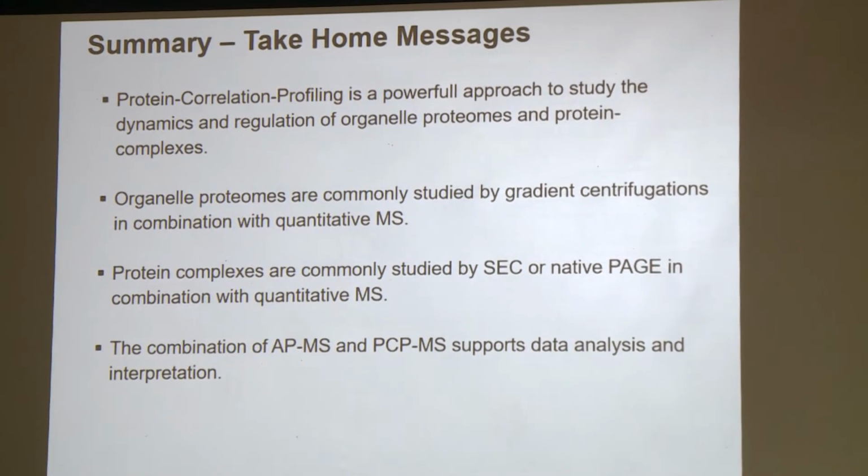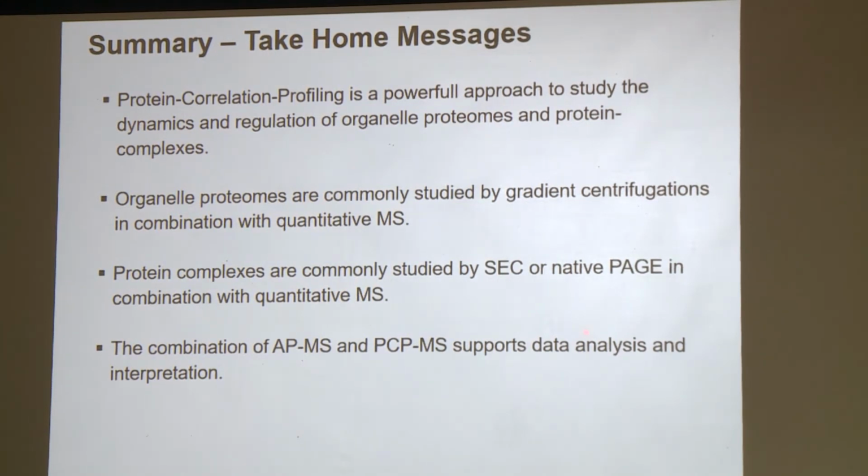Protein correlation profiling is very powerful if you want to study the dynamics of the proteome of an organelle or of protein complexes. You would couple that either to gradient centrifugation or to size exclusion chromatography. You can also use native PAGE if you want to. And I would always argue that it's a plus to do this in combination with the classical affinity purification or the proximity labeling, because it's a complementary data set, and the combination of both approaches helps you a lot in data interpretation and in studying the regulation of your proteins of interest.